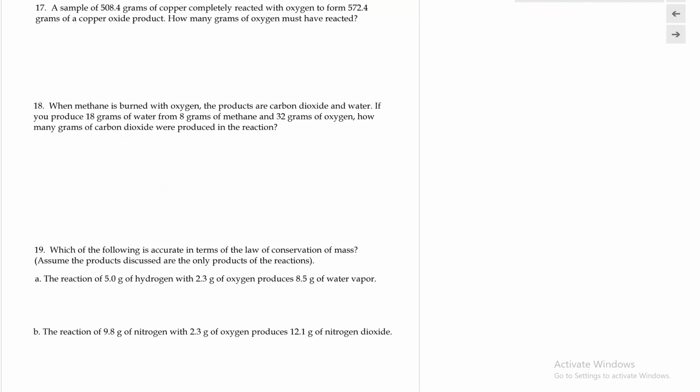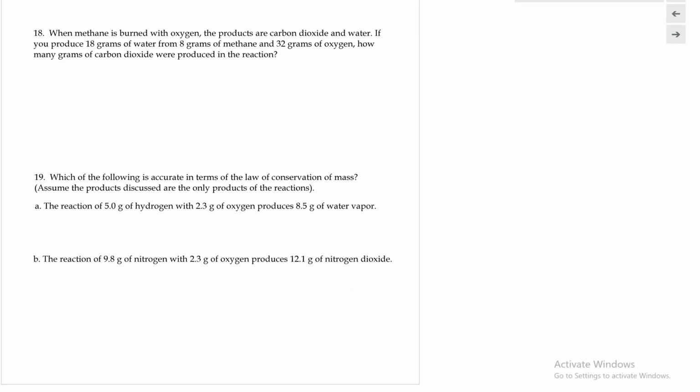Please try the following example to make sure you know and understand the law of conservation of mass in chemical reactions.